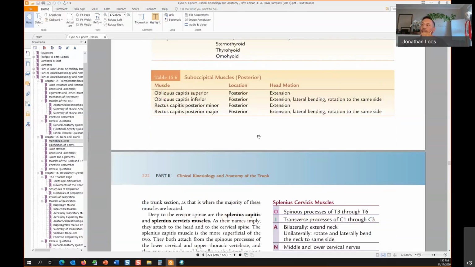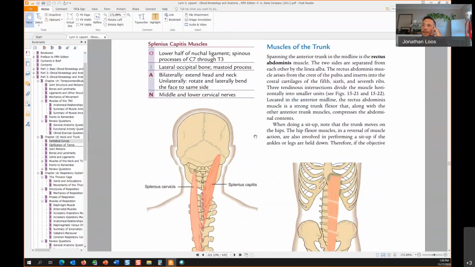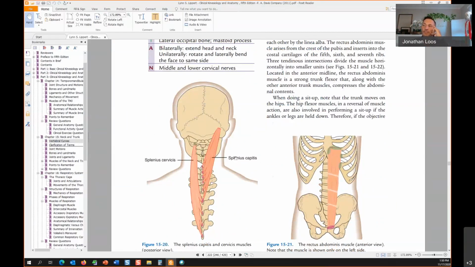And then we start to get into the posterior muscles, which we're going to just talk about 2 of them, and then we're going to hold, and we'll talk about the rest of them when we talk about the thoracic and lumbar spine. But you have the splenius cervicis and splenius capitis. These muscles originate on the spinous processes and then shoot up. One attaches to the skull and one attaches to C1, and that's why one's called cervicis and one's called capitis.